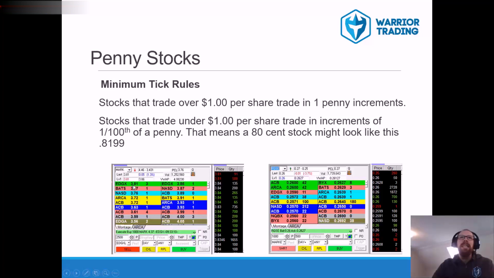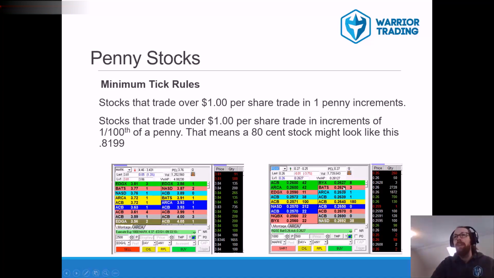So stocks that trade over $1 per share trade in 1 penny increments, so 3.80 by 3.81. This has a little bit of a spread. But stocks that trade under $1 per share trade in increments of 1/100th of a penny. Think about that. That means an 80-cent stock might look like 0.8199. Here you've got a stock trading at 26 by 26.27. For it to even get up to 27 cents, look at how much it has to move through. It's crazy. It has to move through more than 100 spots.